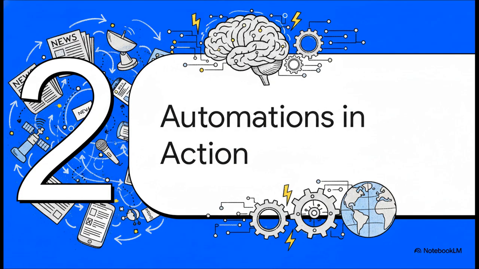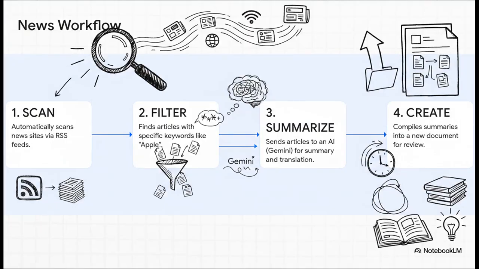Okay, so enough theory. What can you actually do with this thing? Let's walk through a pretty awesome example. Building your own personal research assistant that finds and summarizes news for you automatically. So check this out. Instead of you wasting hours every morning scanning websites, the system does it all. It scans the sites you care about, finds articles with your keywords, like Apple, and then sends them over to an AI like Google's Gemini to get a quick summary. Finally, it puts all those summaries into one clean document for you. It's like having a personal researcher on staff, 24/7.